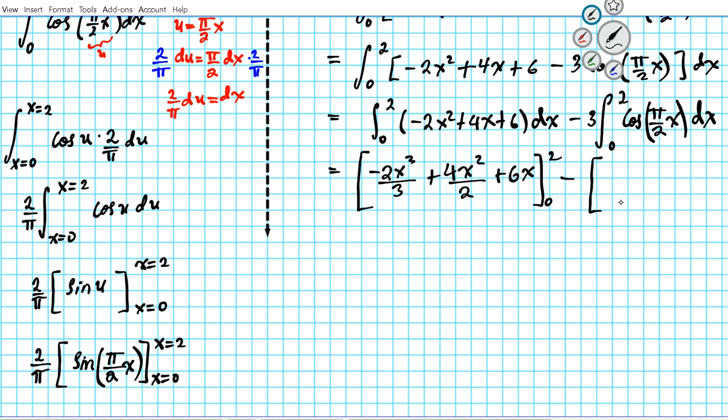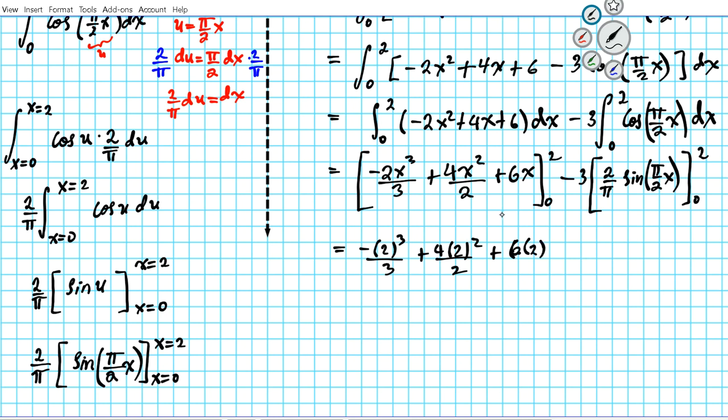Since we are at the same level now, antiderivatives being evaluated at upper and lower limits, what do we have here? We have -x cubed over 3 plus 4 x squared over 2 plus 6x, minus 2 over pi sine of pi over 2 x, evaluated from 0 to 2. So plug in the upper and lower, that's FTC1. If you evaluate the antiderivative at the upper limit, you're going to have -2 cubed over 3 plus 4 times 2 squared over 2 plus 6 times 2.